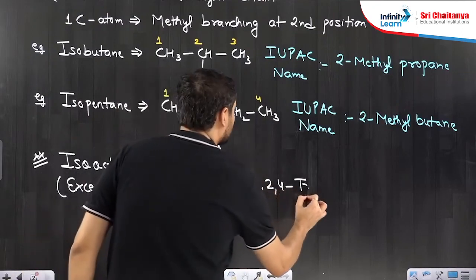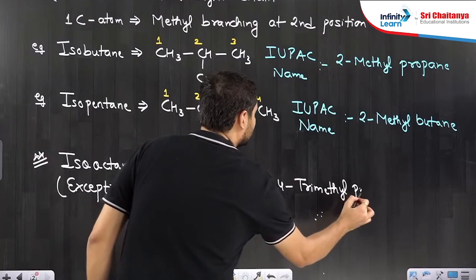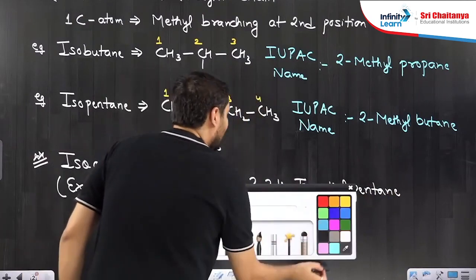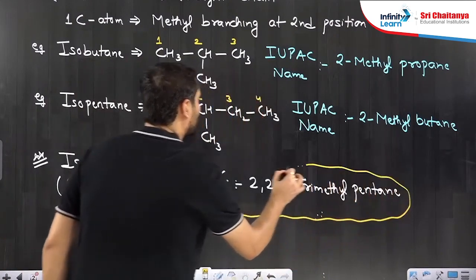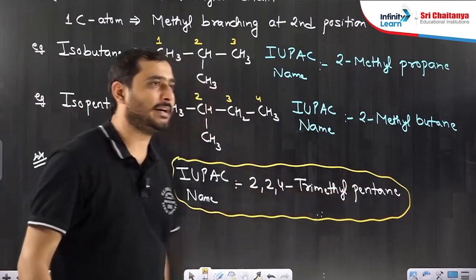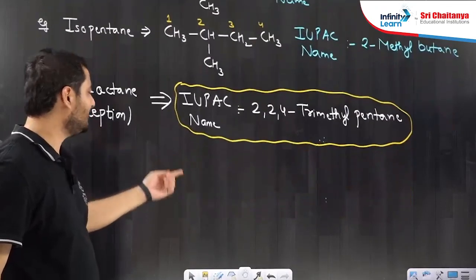So its IUPAC name is 2,2,4 trimethyl pentane. So this is very important. What we have to remember is the IUPAC name of isooctane: 2,2,4 trimethyl pentane. And easily by this IUPAC name we can draw the structure.